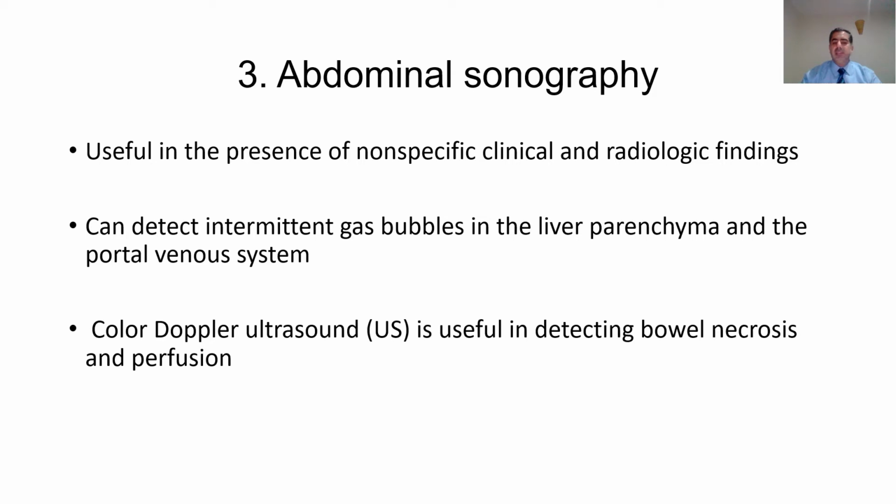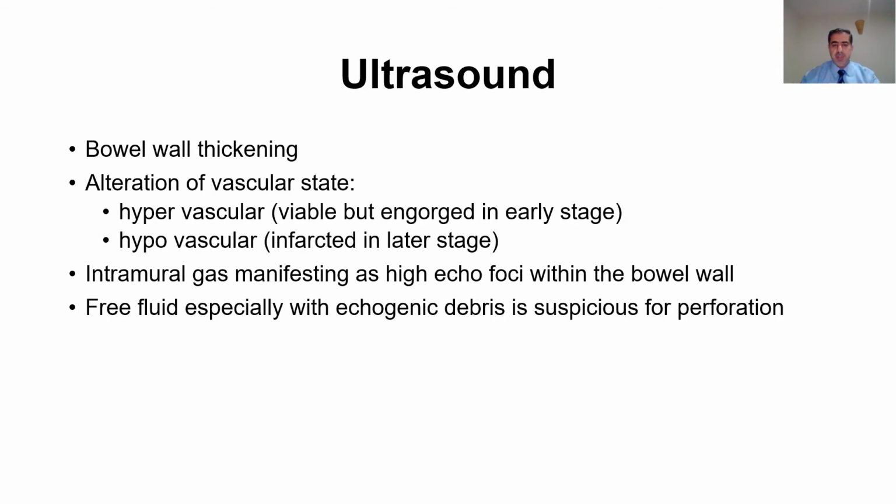It can detect intermittent gas bubbles in the liver parenchyma and the portal venous system, in addition to the benefit of the color Doppler ultrasound, which is useful in detecting the bowel necrosis and perfusion. Ultrasound can show bowel wall thickening. It can show alteration of the vascular state. For example, we may have a hypervascular state indicating a viable but engorged bowel in early stages of NEC, or hypovascular, which is indicating infarction in the later stage.